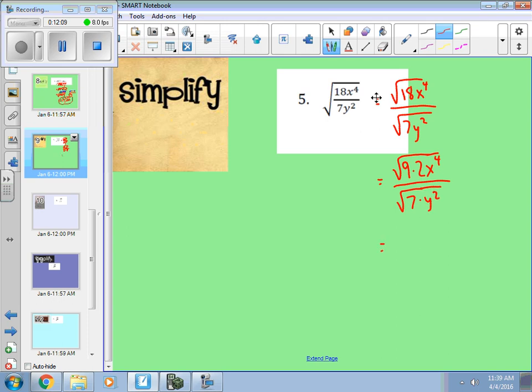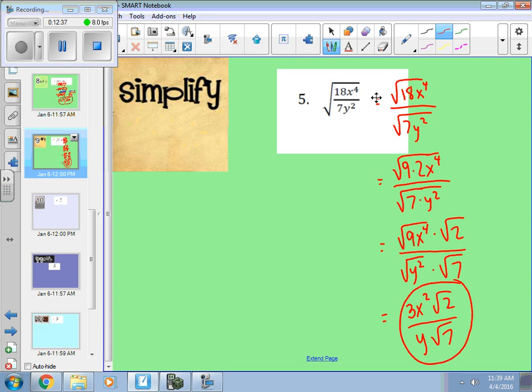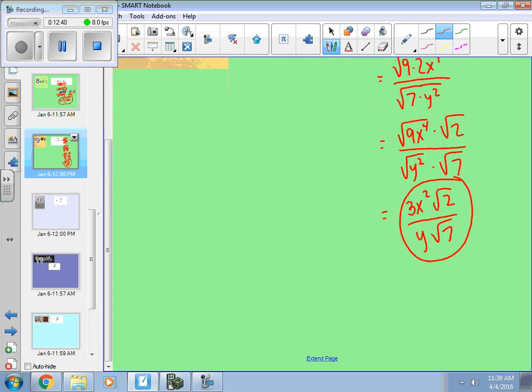So let's separate those into the things that will simplify and the things that won't. And that top, the stuff that will simplify is the 9x to the 4th. The 2 will not. On the bottom, y squared will simplify, square root of that, square root of 7 will not. So your answer would be 3x squared, square root of 2, over y, square root of 7. So that would be the answer there.